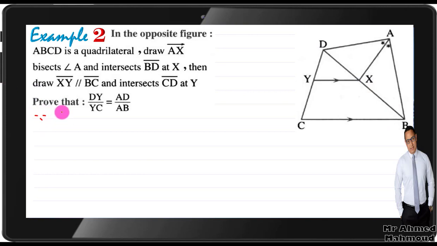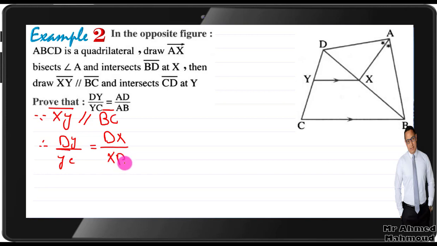So since XY is parallel to BC, therefore DY over YC equals DX over XB, and this is relation number 1.